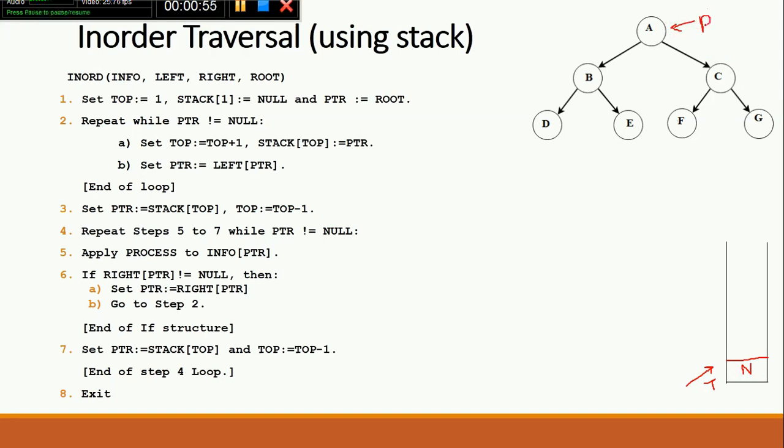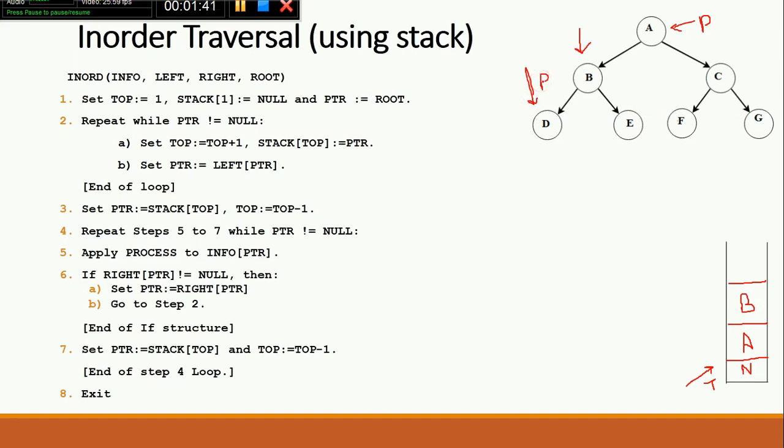Okay, now repeat while ptr is not equal to null. Currently the ptr is not null. It says set top equal to top plus 1 and copy the ptr. So a will be copied here, and then ptr equal to left ptr. Now again this loop will continue. It sets top equal to top plus 1 and again copies the ptr. So b will be copied here and ptr equal to left ptr.